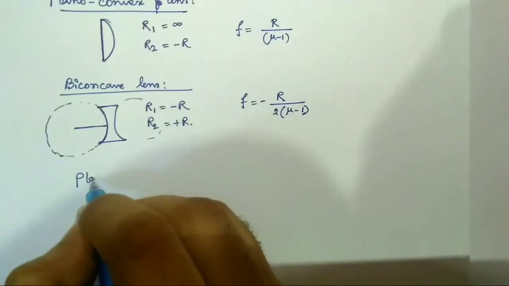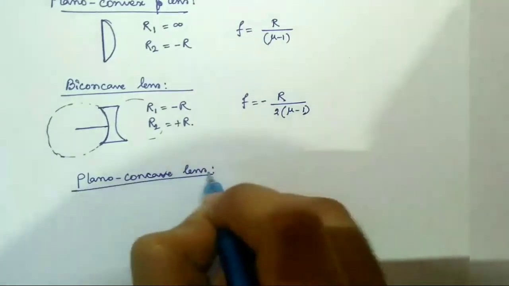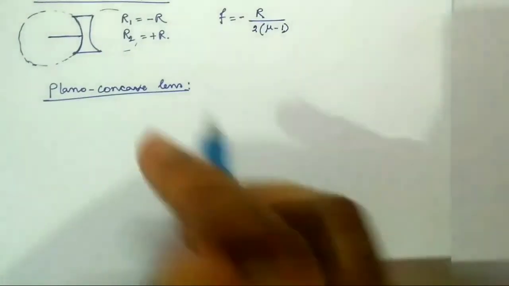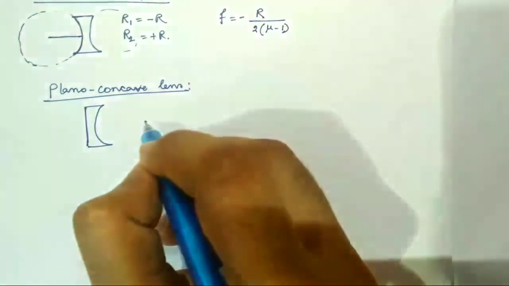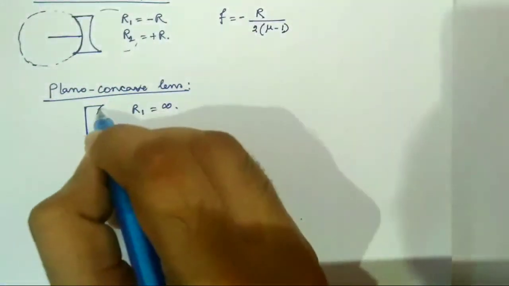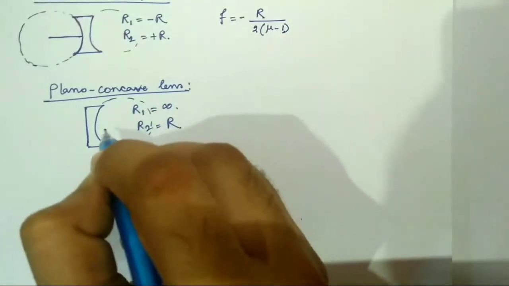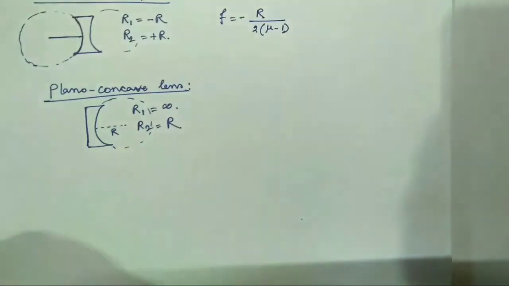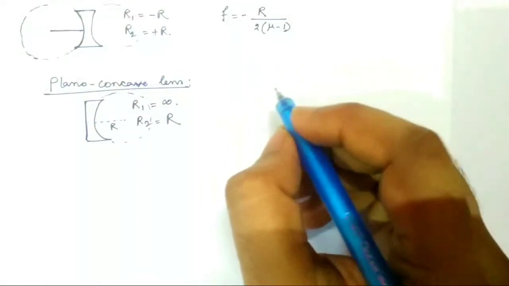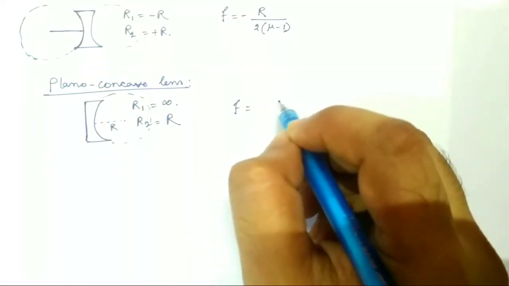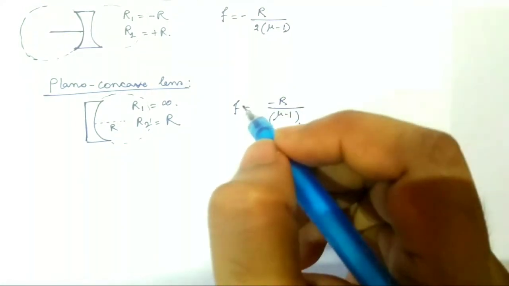And the last case, the plano-concave lens. For a plano-concave lens, this is the first refracting surface where r1 equal to infinity, and this is the second refracting surface where r2 equal to r. If we complete this sphere, the radius of curvature will be r, but it is in the direction of the propagation of light, so it will be positive. Hence the focal length will be given by f equal to r divided by (mu minus 1). Here there will be a negative sign: minus r divided by (mu minus 1).